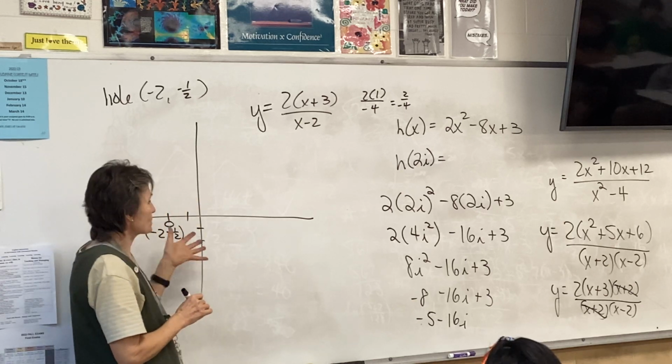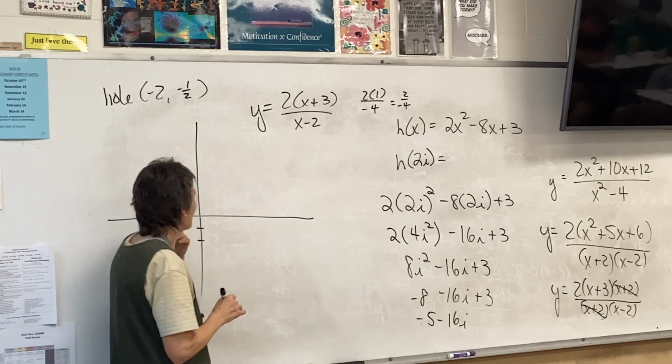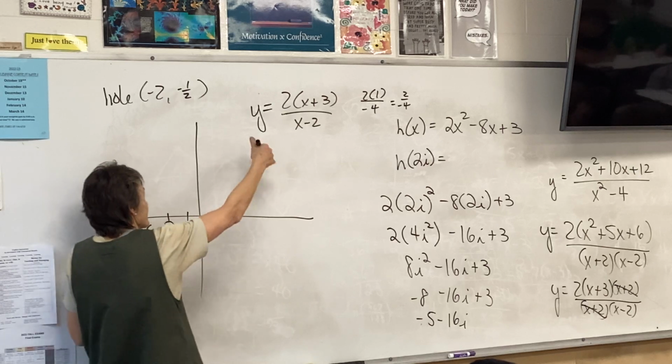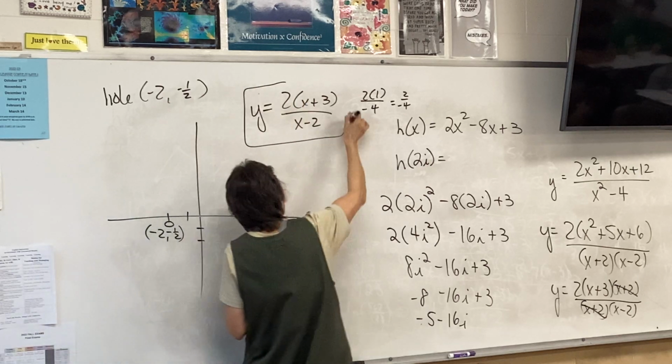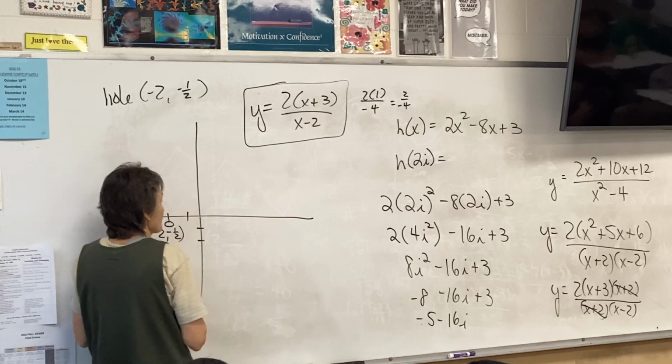Now what else? Well, if I was graphing, I guess I would need to know where my asymptotes are. So where are the asymptotes of this? Remember, this is what you are looking at now. What do we know about asymptotes here?